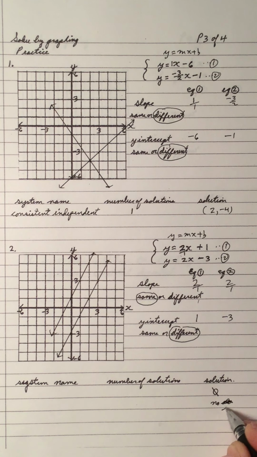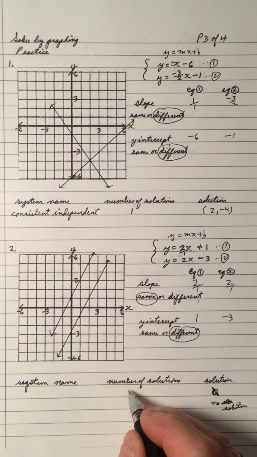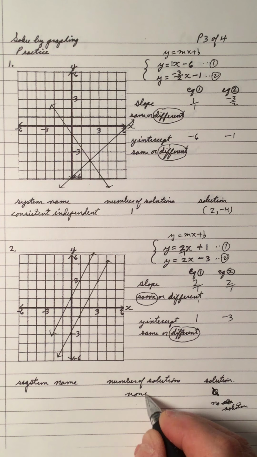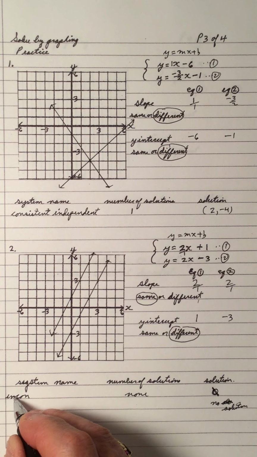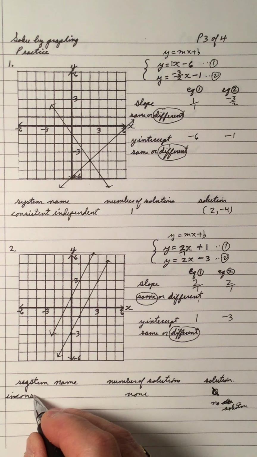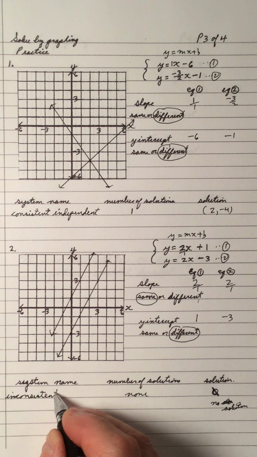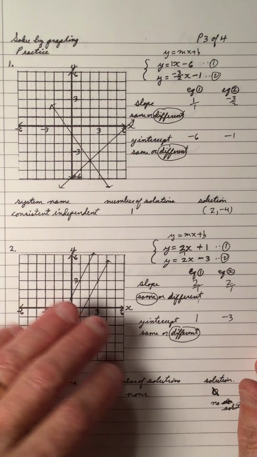It's hard to spell solution. No solution, or what we call the empty set, a circle with a stroke to it. No, empty set. Number of solutions is none. I almost made a mistake then. Inconsistent. An inconsistent system is a pair of parallel lines.